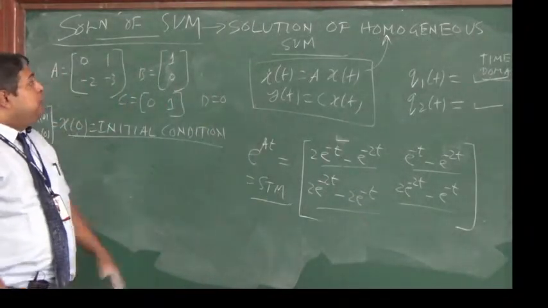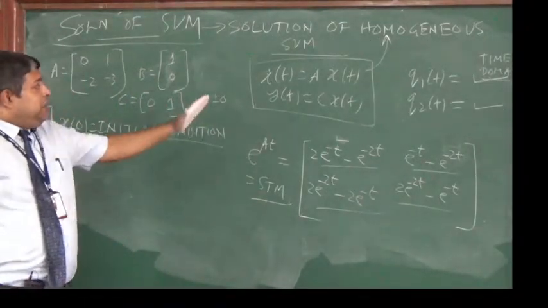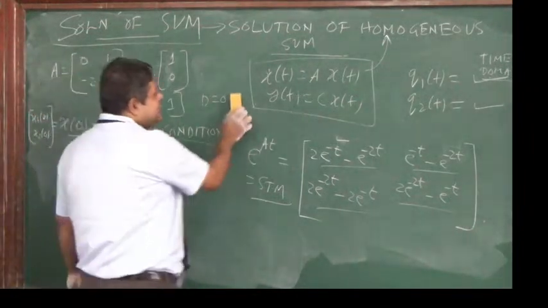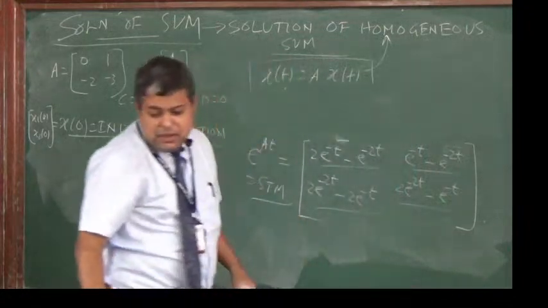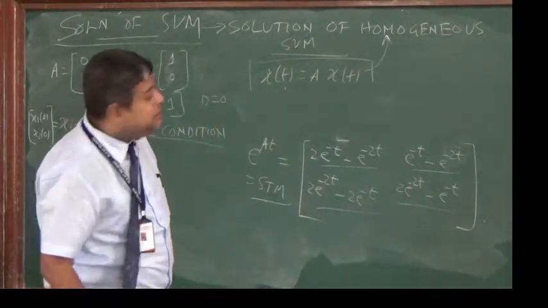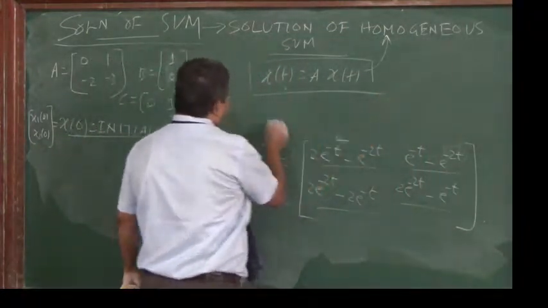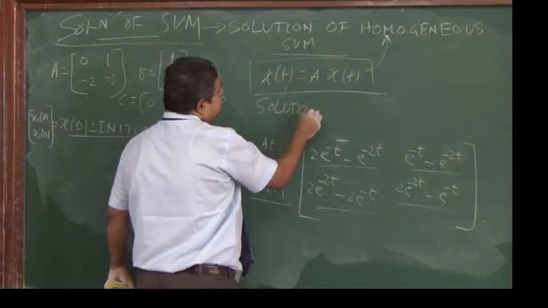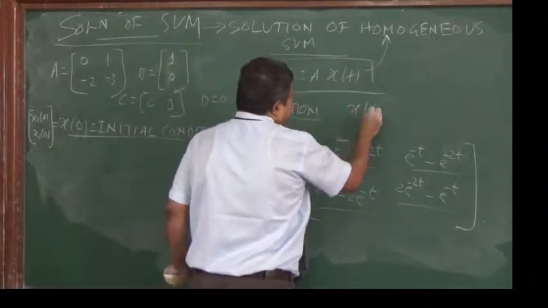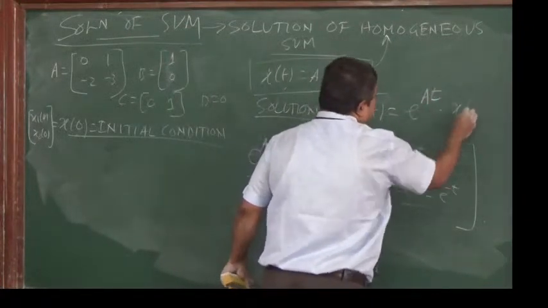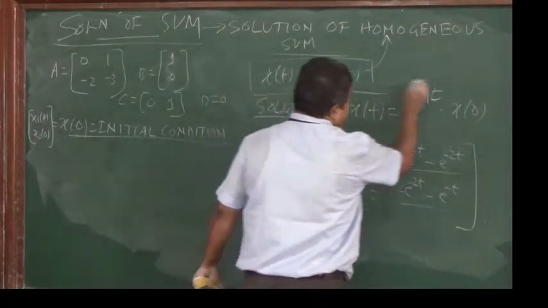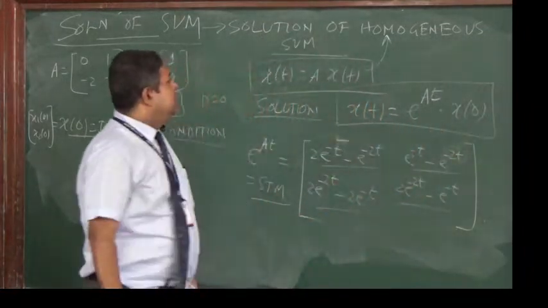Okay, how to find the solution? So x dot t is equal to A x(t), y(t) is equal to C x(t). What is the solution? This is a homogeneous system. The homogeneous system solution is given by x(t) is equal to e raised to At into x0. That's it.